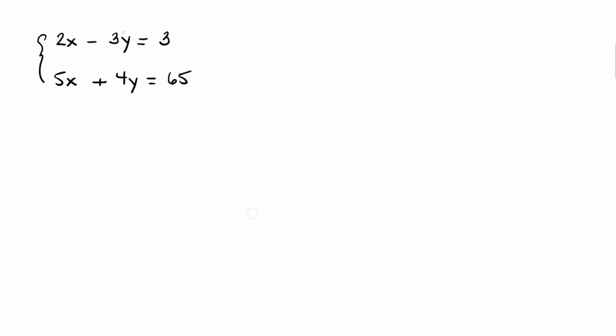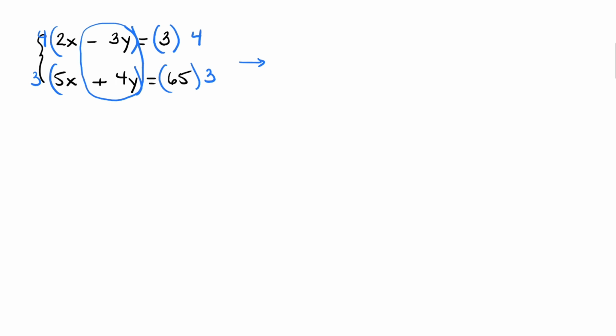But if I look at the y terms here, I notice that if I multiply the first equation by 4, even though I should be multiplying both sides by 4, I'll write it out, and multiply both sides of the second equation by 3, that's going to make a negative 12y in the first equation and a positive 12y in the second equation.